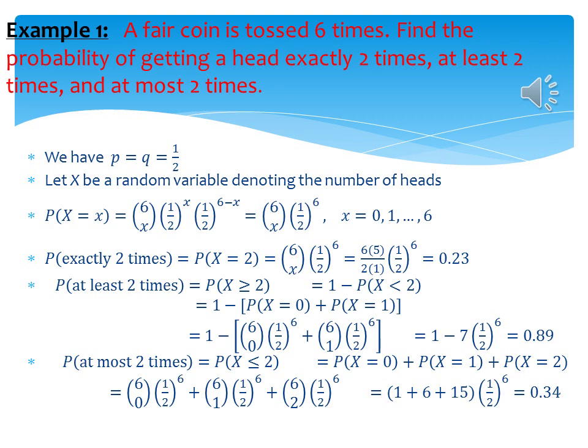Find the probability of getting heads exactly, number 1, exactly 2 times, number 2, at least 2 times, number 3, at most 2 times. First, this distribution is called binomial.